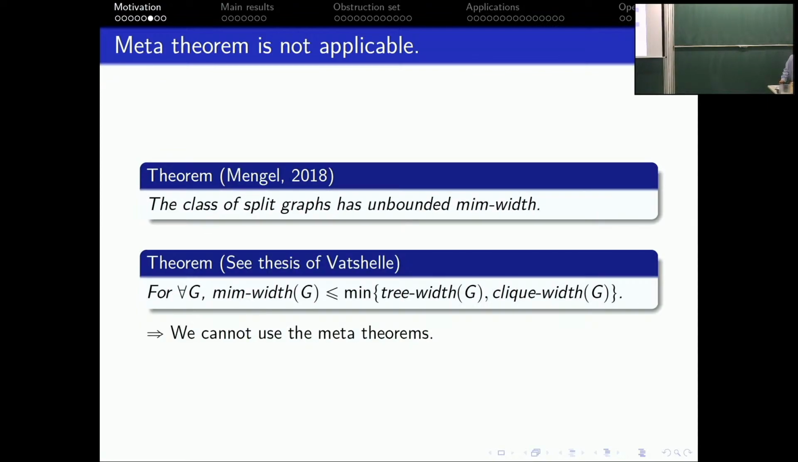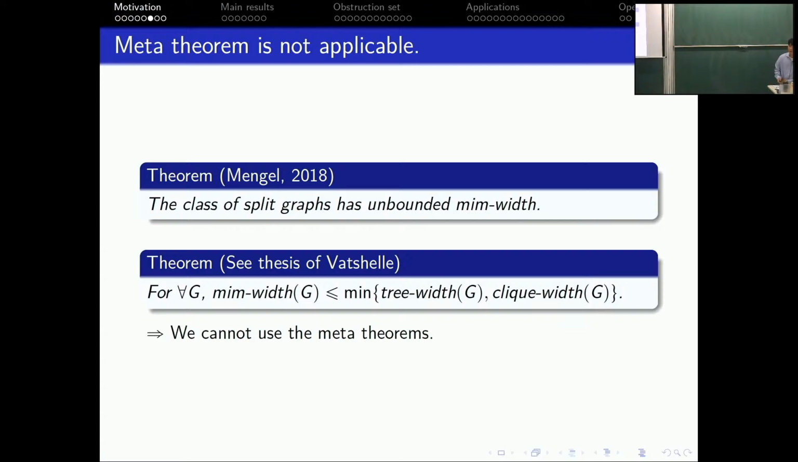But it is known that the class of split graphs has unbounded mim-width, and in the thesis of Bashar, he showed that for every graph G, mim-width is a lower bound for treewidth and clique-width. So even on split graphs, we cannot easily apply the meta theorem. So when we are dealing with problems on superclasses of split graphs, we have to solve each problem manually.